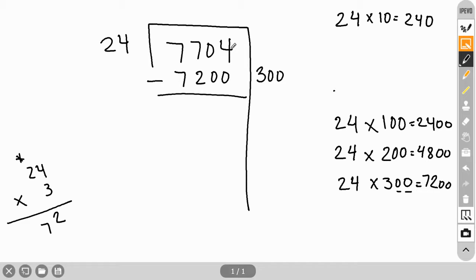And we do the subtraction. 4 take away 0 is 4. 0 take away 0 is 0. 7 take away 2 is 5. 7 take away 7 is 0.